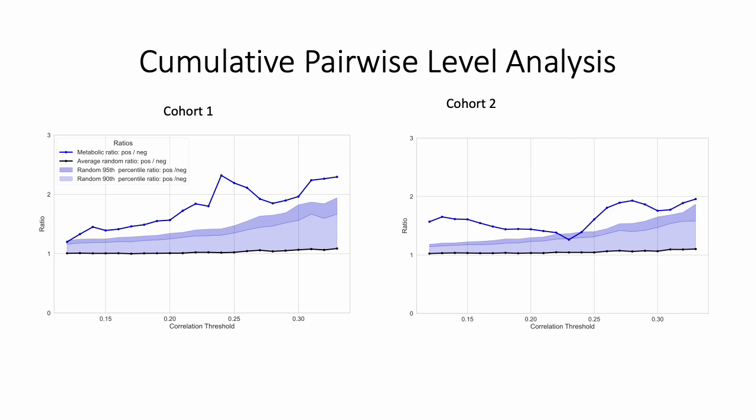Now the results are more dramatic when we take the positive over the negative ratio, and then we see that among the metabolic, we clearly exceed the 95th percentile of the average random sampling in nearly all correlation thresholds on both cohorts.